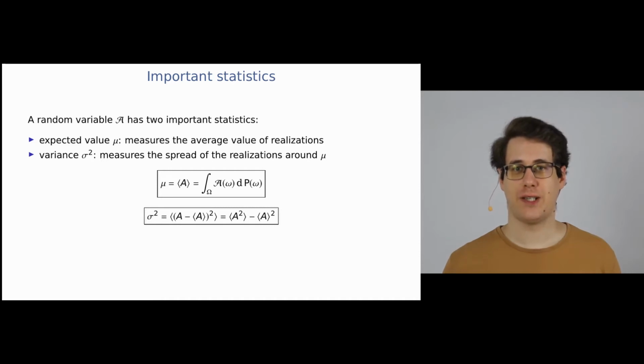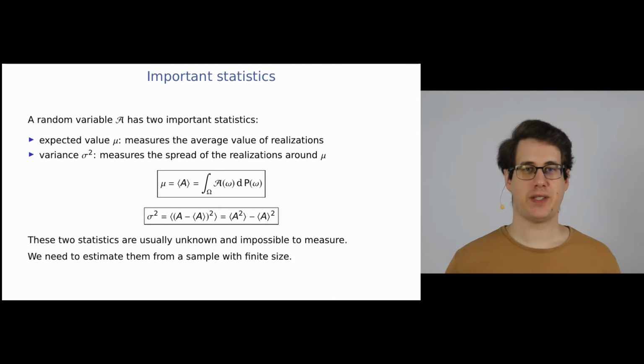The mean mu is a real value. It is simply the average of all possible realizations, which is, simply put, the integral of the random variable over the entire sample space, weighted by the probability of each microstate omega. The variance is simply the average of the square distances to the mean. These parameters, mu and sigma, are usually unknown, and you will need to estimate them using a small sample.